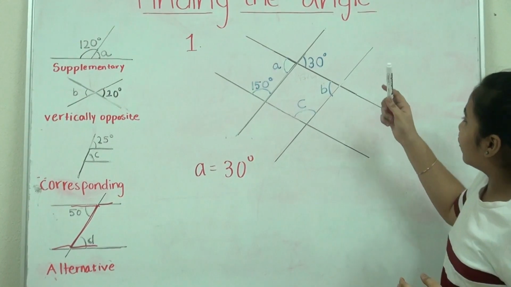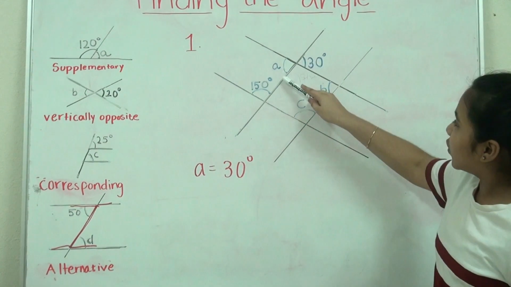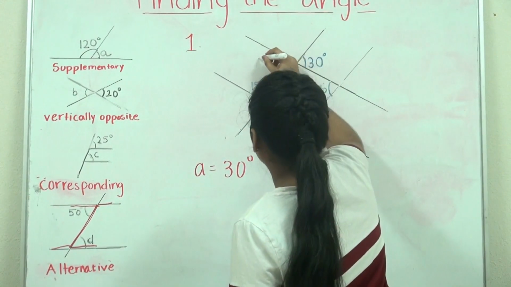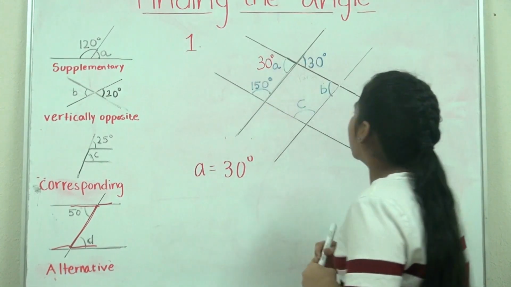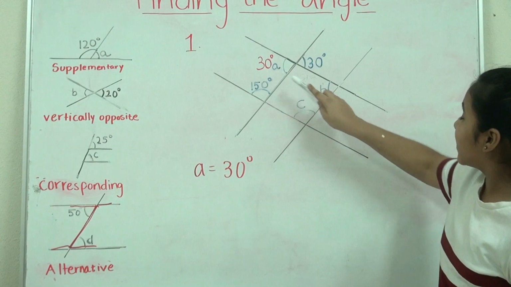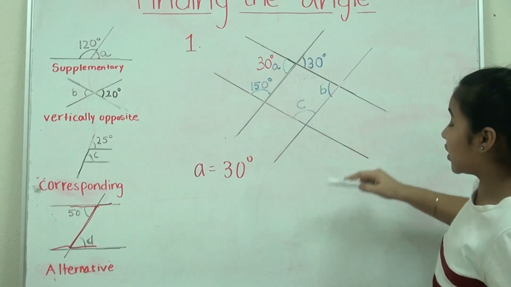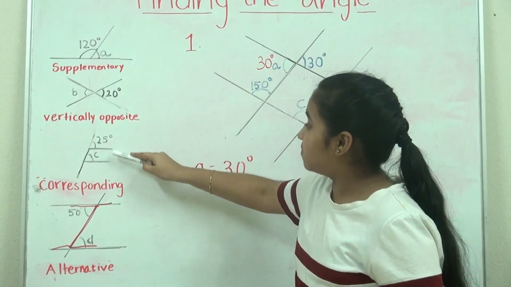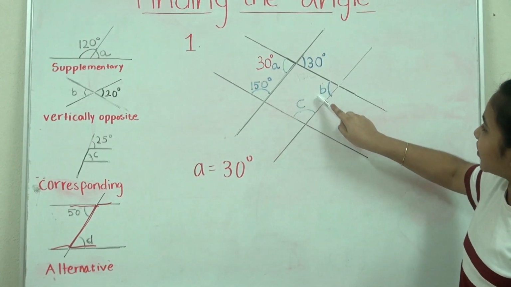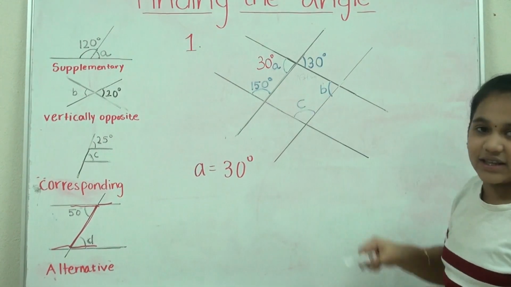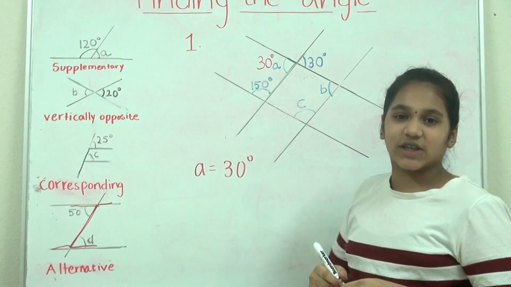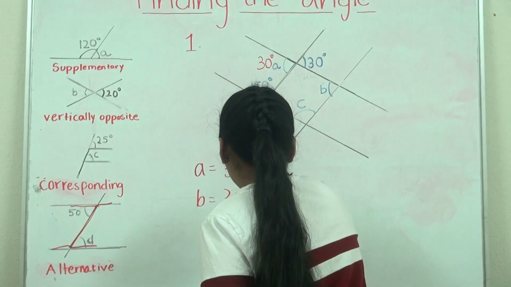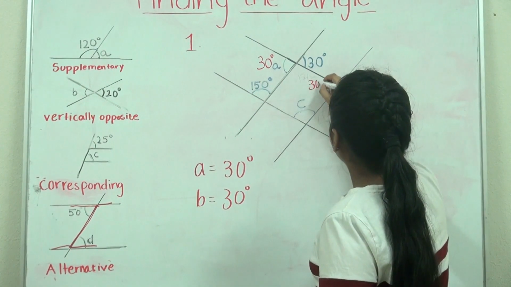Now let us look at finding B. We found out that angle A is 30 degrees, so let us write it as a reference. If this is 30 degrees, and we need to find B, as we learned here of corresponding angles, we need to find the angle which is below it. If we need to find this angle, it will be exactly the same. So B is also equal to 30 degrees. Let me also write it over here.